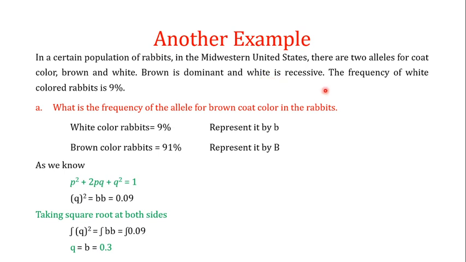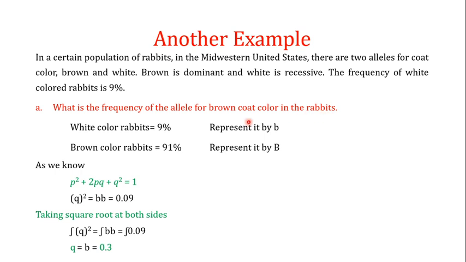Another piece of information given to you is that the frequency of the white colored rabbit is 9% of the total population. So three things are given to you: there is one gene but two alleles, the brown and the white allele; the brown allele is dominant and the white allele is recessive; and in this particular population, the frequency of the white colored rabbit is 9%. Now the first question they ask is: what is the frequency of the allele for the brown coat color in the rabbits?